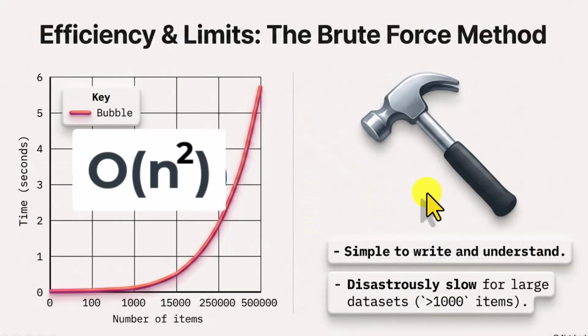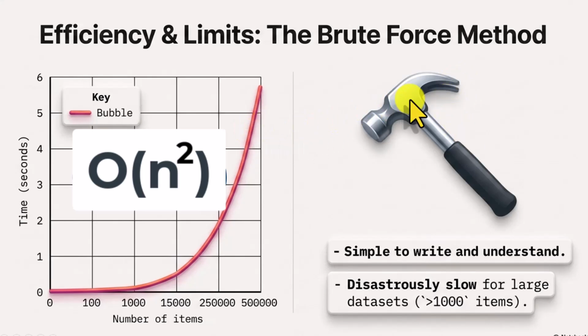So, talking about the efficiency and limits of bubble sort. Bubble sort is a brute force method, and in this you compare elements one by one: the first two elements, then the next two, and the next two, until you get to the end. Doing this is called one pass, and one element gets to its correct position.